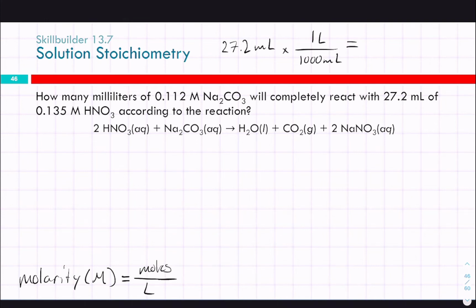So for this problem, how many milliliters of 0.112 molar sodium carbonate will completely react with 27.2 milliliters of 0.135 molar nitric acid according to the reaction? And here we're looking for milliliters. Right, so we know that milliliters of our sodium carbonate solution is what we're going to be trying to find. So ultimately at the end here, milliliters of Na2CO3.